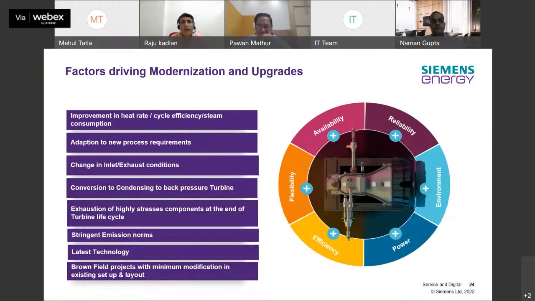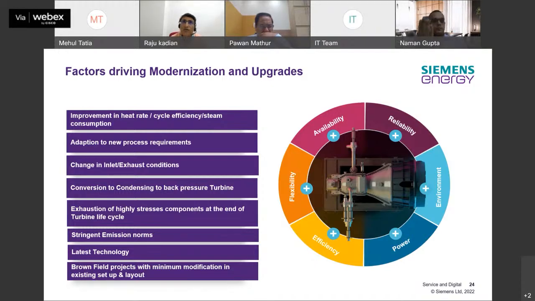Now coming to some case studies. Before going to the modernizations and upgrades, there are important factors driving them. One is if we want to improve the SSC, specific steam consumption of the machine, or improve the heat rate. Second one is the adaptation of a new process requirement.